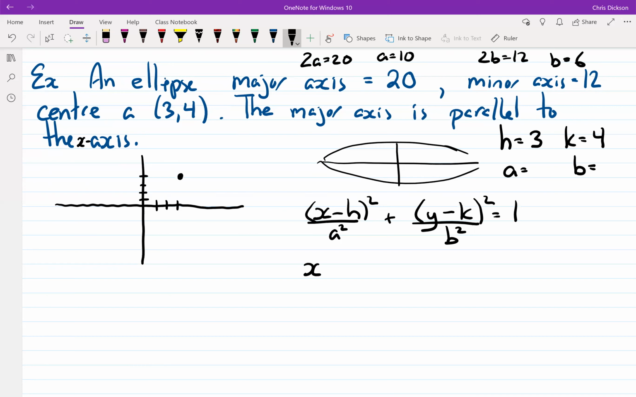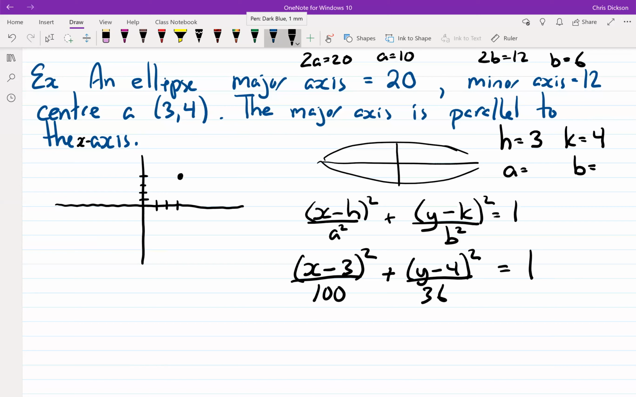So that's going to be (x minus 3) squared all over a squared, which would be 100, plus (y minus 4) squared all over b squared, which is 36, equals 1. Okay, so that's the equation of the ellipse here. So let's just keep working with this question, and let's say where are the foci?